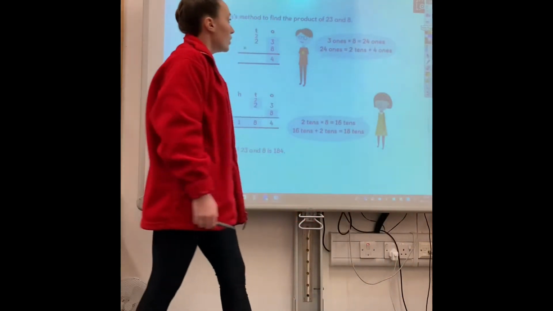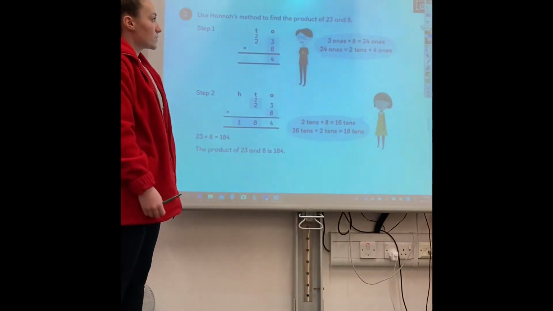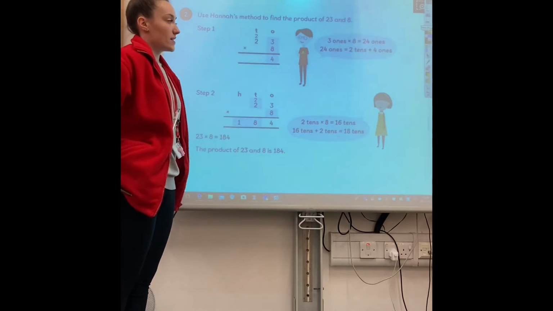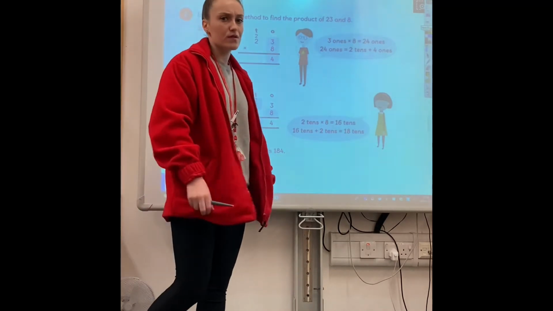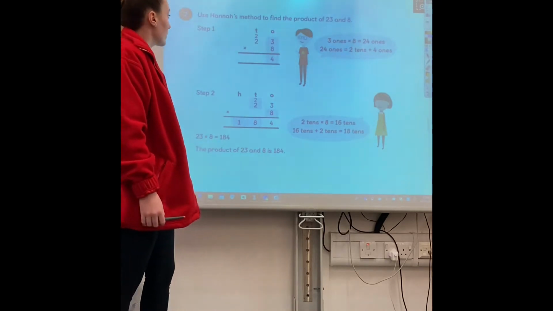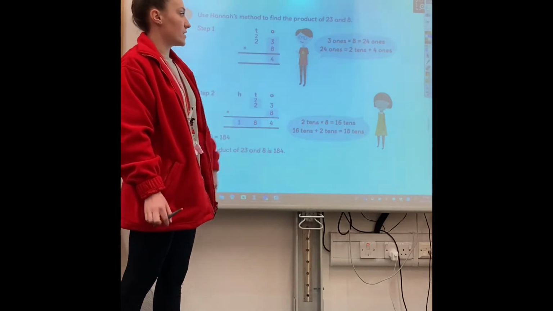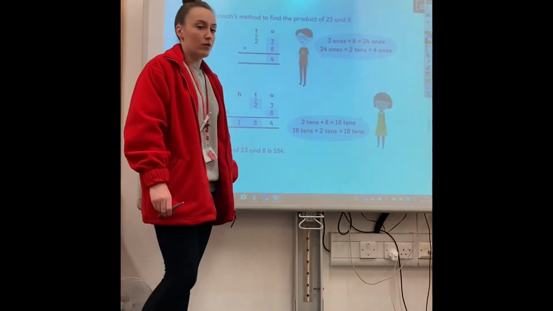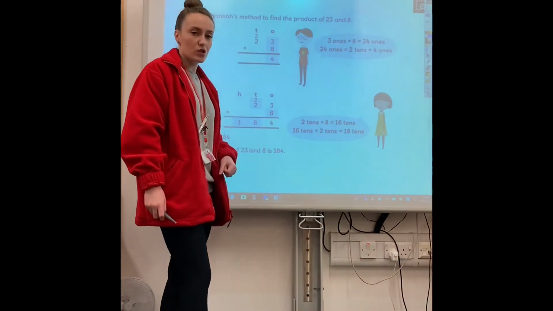And then we've got another one. Use Hannah's method to find the product of 23 and 8. If it asks you to find the product of something, it's just asking to times the number. It's just using a different word. Okay, so here we've got 3 times 8. And we know if we count in our 8s, we get 24, but we're going to double check it.